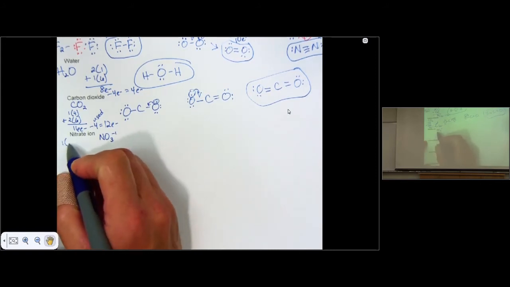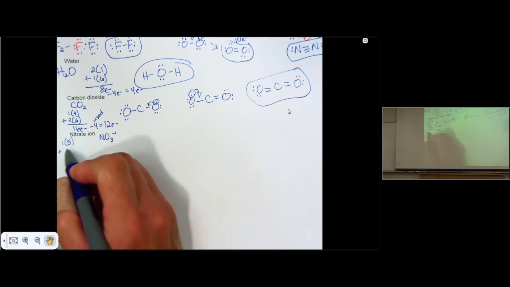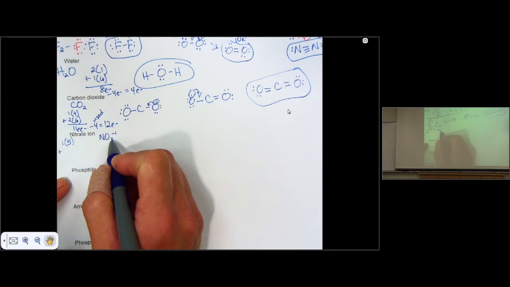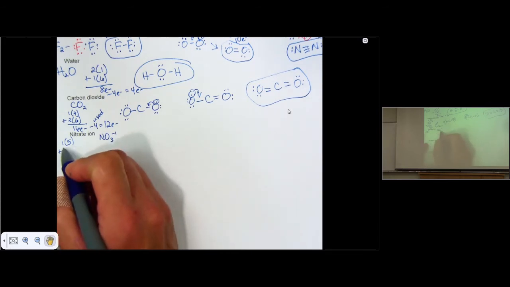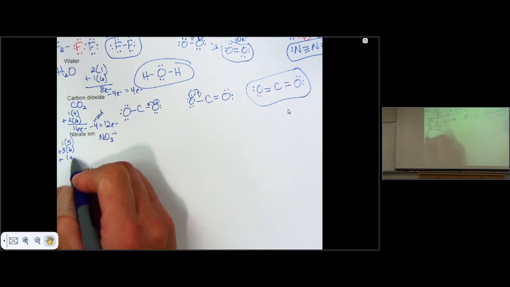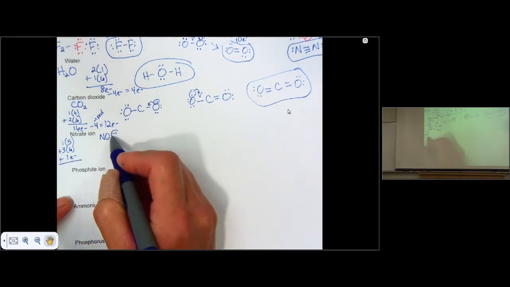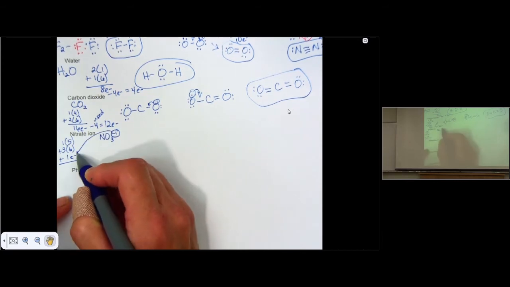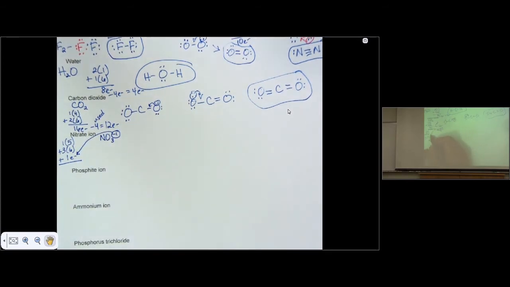Valence electrons. We have one atom of nitrogen. It has how many valence electrons? Plus how many oxygens? How many oxygens do we have? 3 times 6, and I add 1 electron. Why do I add 1 electron? Because it has a -1 charge. Now somebody out there is wanting to say, where did it come from?